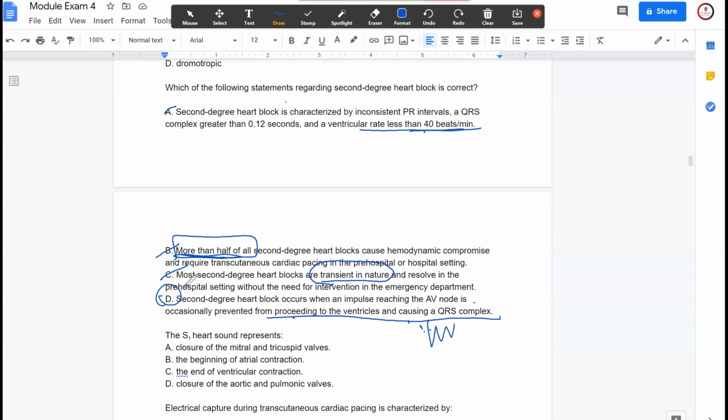S1 heart sounds, what does it represent? Right, so the heart sounds are due to the closure of heart valves. So that means it's not the end or the beginning of atrial contraction or ventricular contraction. But is it the mitral and tricuspid, or the aortic and pulmonic? The answer to that is A, mitral and tricuspid. That's just knowledge.